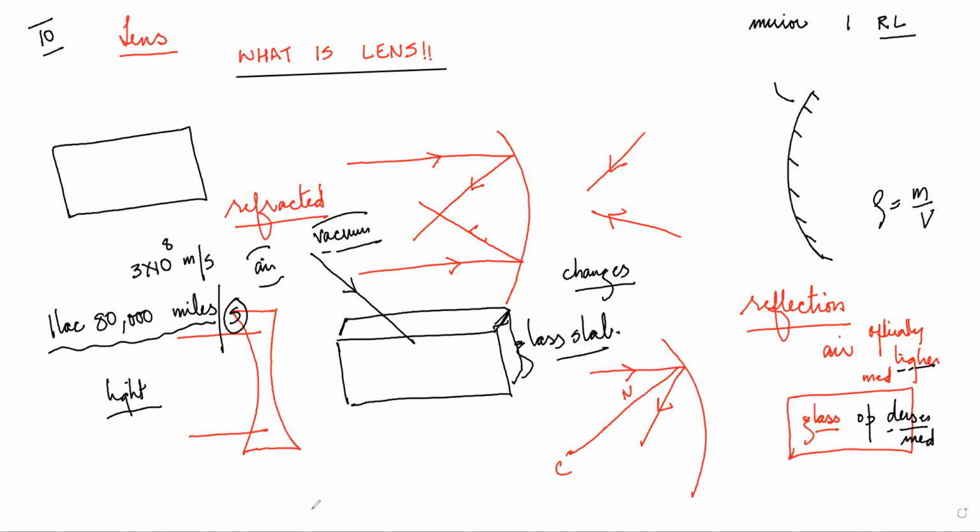From sun to earth, a lot of the path in which light travels is perfect vacuum. It travels. It doesn't need any medium, just like sound. So this speed of light is here 3 into 10 raised to power 8 meter per second.